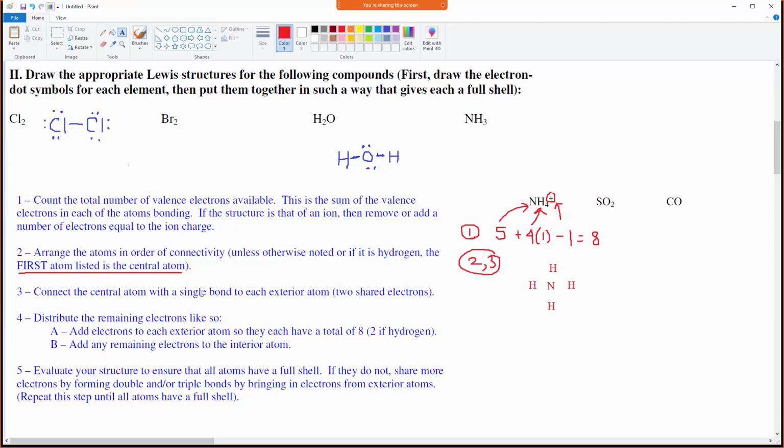And then step 3 was to connect them with a single bond. Now, the idea here is that if I don't have at least a single bond between the central atom and the exterior atoms, then I'm not part of the compound. If I'm not bound to the molecule, I'm not part of the compound. So I have to have a single bond. So that's why we start with a single bond. And now, before I continue, I'm going to check to see if I used up all of my electrons, because the rest of this says, how do I distribute the remaining electrons? I want to know how many I've got left.